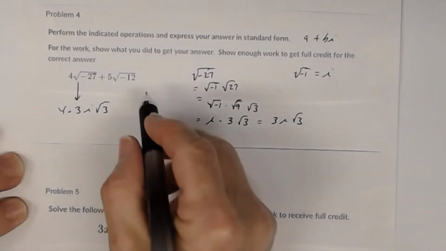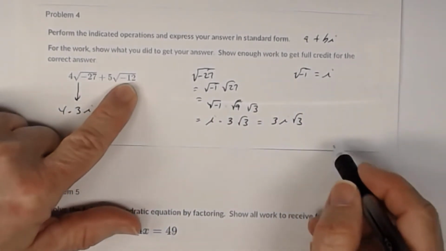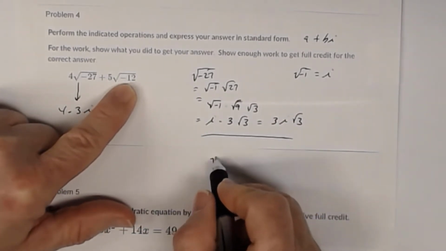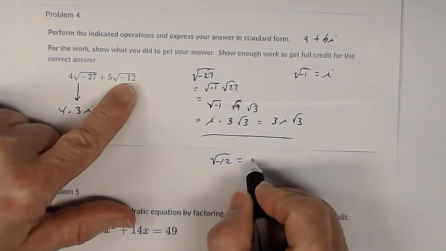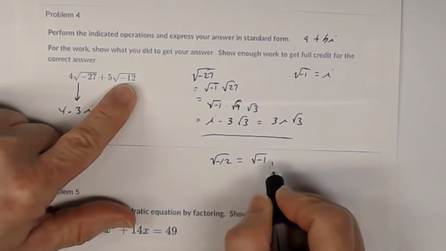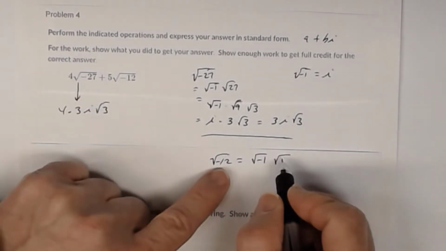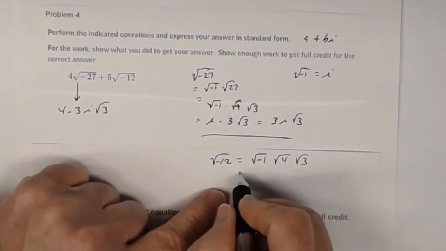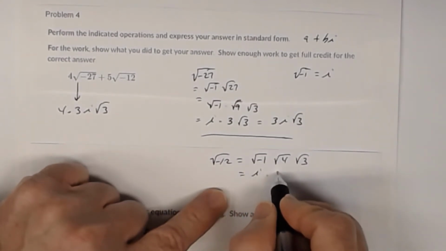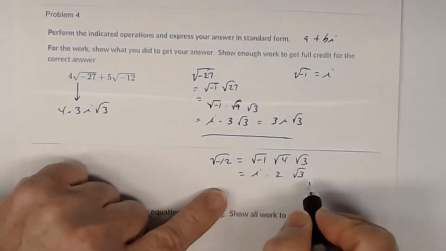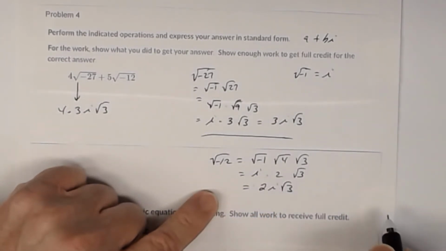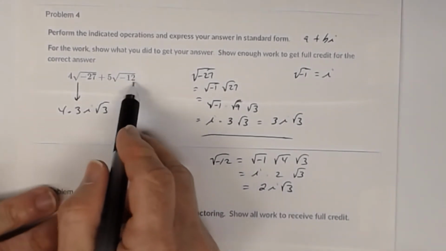Okay, now let's talk about the square root of a negative 12. The square root of a negative 12 can be rewritten as the square root of a negative 1 times the square root of 12, and 12 is 4 times 3. The 4 is the largest perfect square that goes into 12. So the square root of 4, square root of 3. So this is i, the square root of 4 is 2, and I cannot simplify the square root of 3, and I can rewrite this as 2i square root of 3. And so this is this part here.